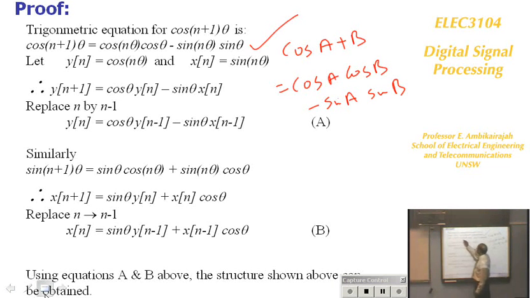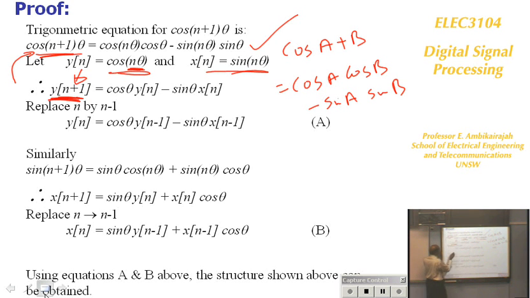Now I'm going to say yn is cosine n theta, that's what I want, and xn is sine n theta, that's what I want. Two outputs. So I go and substitute here. How do you get yn plus 1? Replace n by n plus 1. yn plus 1 will become cos of n plus 1 theta. So cos of n plus 1 theta is yn plus 1. Cos theta is still there. Cos n theta is yn. Minus sine theta, and sine n theta is xn. So that's one equation.